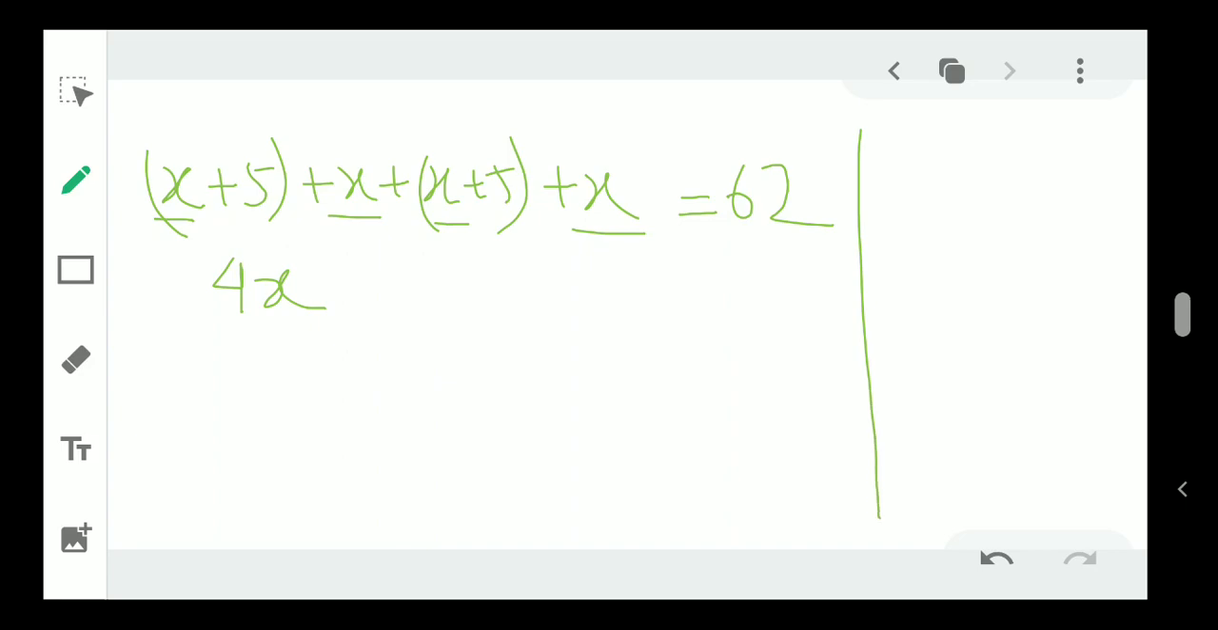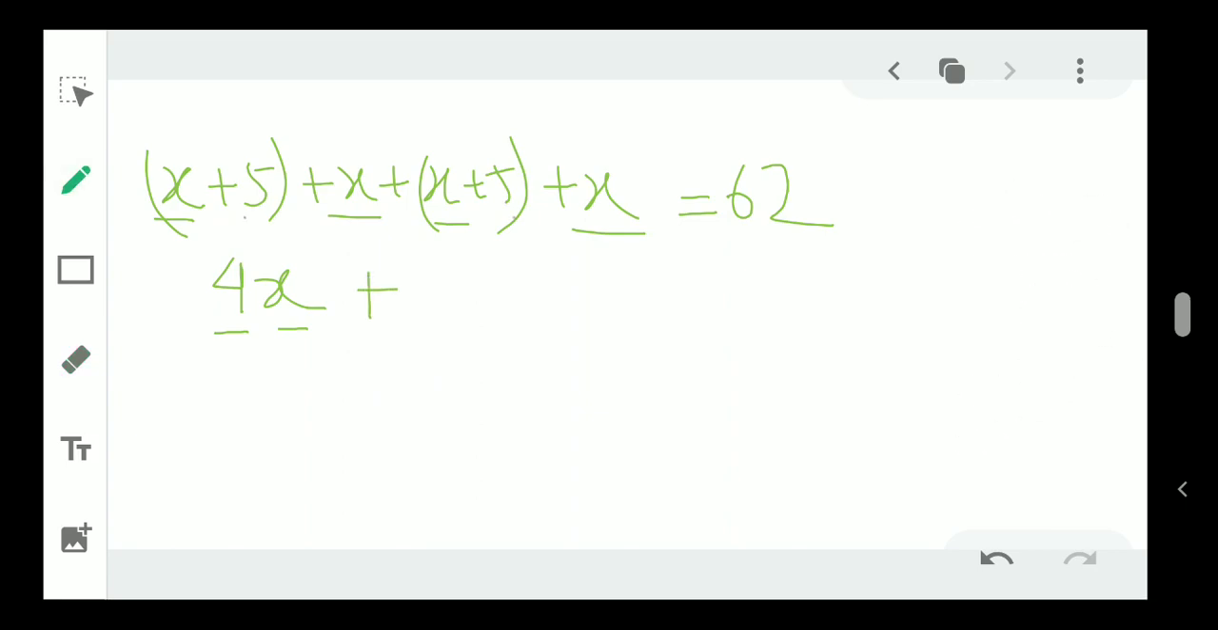Everybody see this thing clearly. Let's say you have 4 threes added all together. What do you do? You write 4 into 3, that is 12, right? The same thing we are doing here. 4 x's were there, so I am multiplying 4 with x. 4 threes were there, so I am multiplying 4 with 3. Simple.